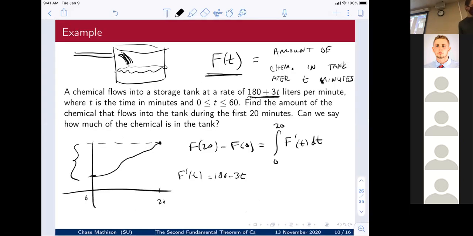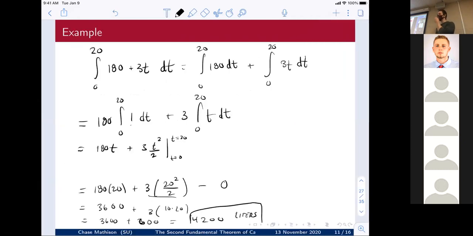All right. And then the second question, can we say how much of the chemical is in the tank at 20 minutes? What do we think? I would say no, just because we don't know if there was anything in the tank before we started adding. Exactly right. We only know how much we've added. We don't have any idea what we started with in the tank. If the tank started with 10 liters, well, then we know that we added 4,200 liters, so there's 4,210 liters. But we don't know how much we started with, okay?